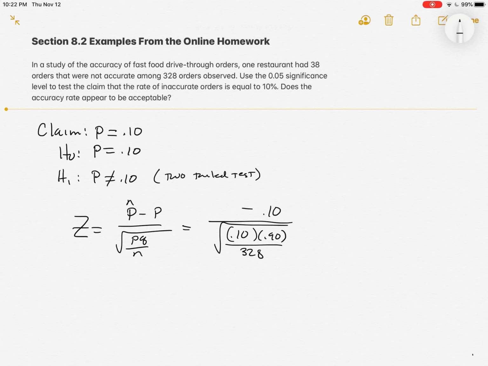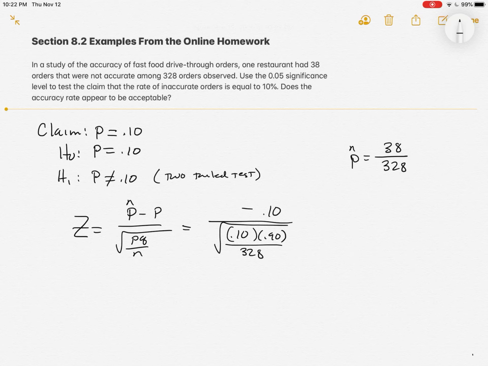So p hat is the sample percentage. So what came out of the sample? p hat is there were 38 inaccurate orders in the sample out of 328. So let's look at what that number is. In fact, yeah, let's take a look at it just for informational purposes. And then I'll give you my biggest suggestion.